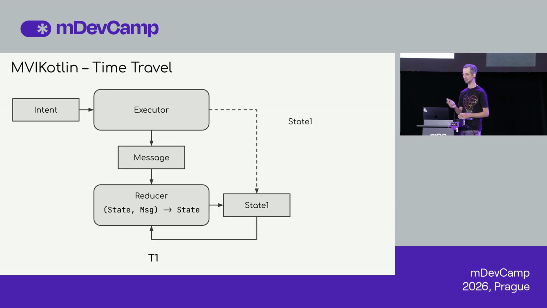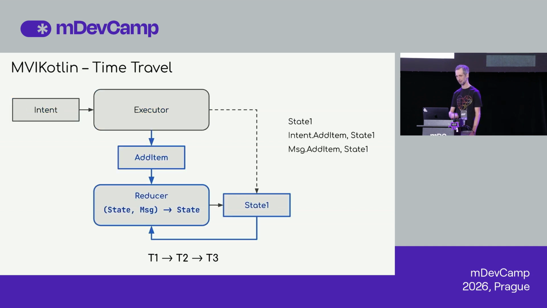So time travel. Let's say you have your store. It currently has state 1, and the time now is t1. So you send an intent add item to the executor. The time travel store records this intent as well as the current state 1 at time 2. Now, once your executor sends a message to the reducer, the store records this as well. So you have the third line, add item, and the current state 1 at time 3. And the reducer returns the state 2. It's also added to the list at time 4.